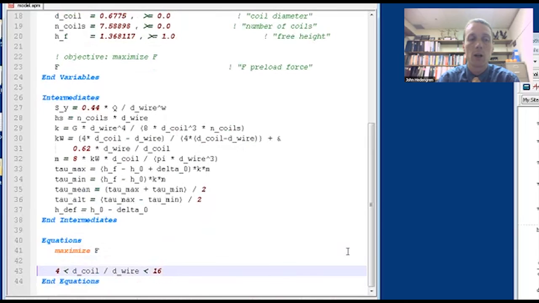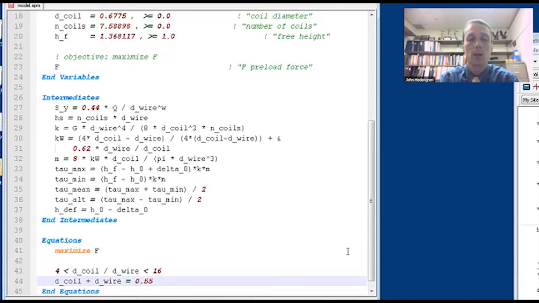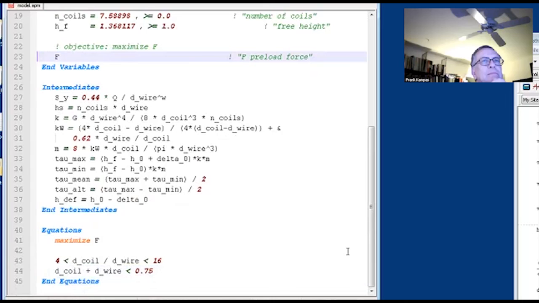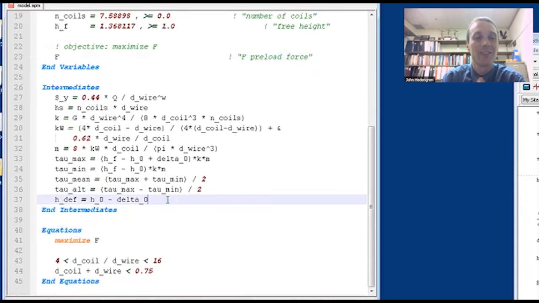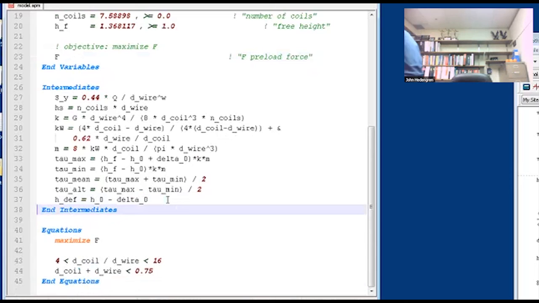Okay, so now I have my d coil plus d wire equals 0.55. Less than 0.75. What's that? Where is F defined? F, that's a good question. F is not defined, is it? Let's define F.